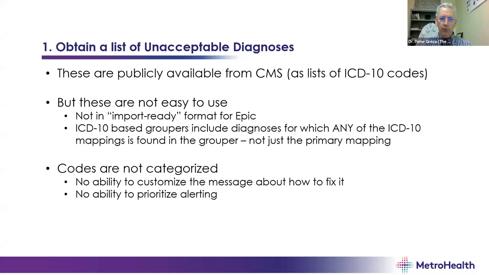And then the third issue with the publicly available files is that the codes aren't categorized in a useful way. And so it becomes more difficult to customize the message to the user about how to fix it. And there's no way to prioritize what you want to alert people about. Maybe you don't want to alert them about every possible error that they could make, at least initially.